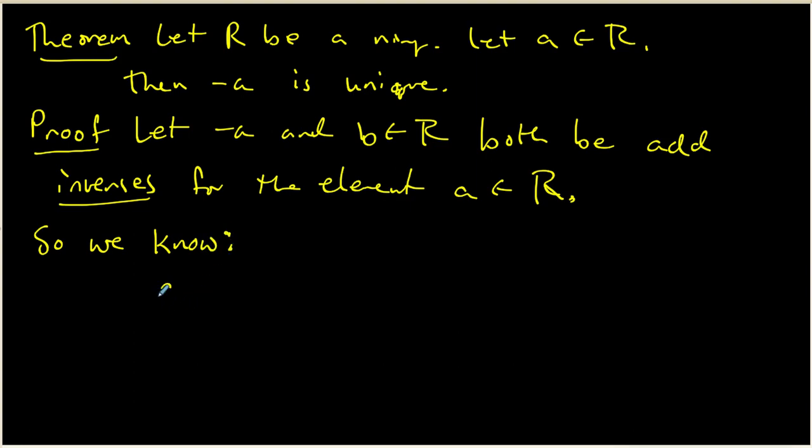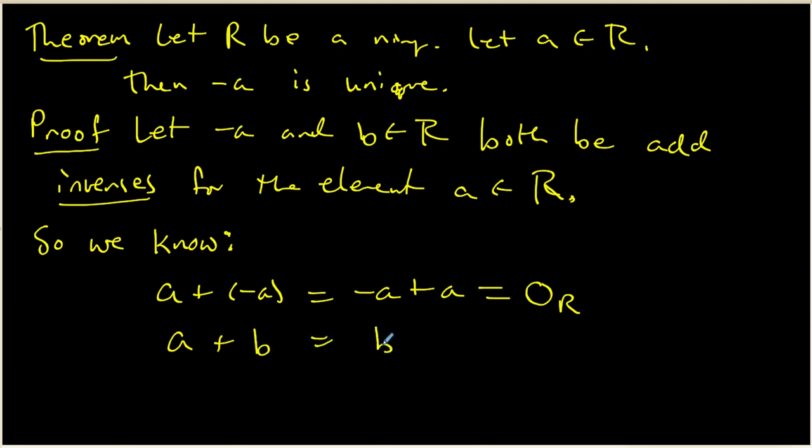We know that A plus minus A is equal to minus A plus A, and that both of those things are equal to the 0 element in R. But we also know that because B is an additive inverse, A plus B is equal to B plus A, and that is also equal to 0 inside of R.